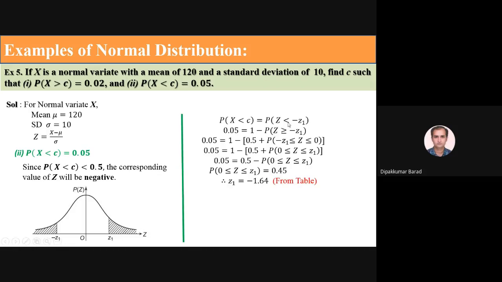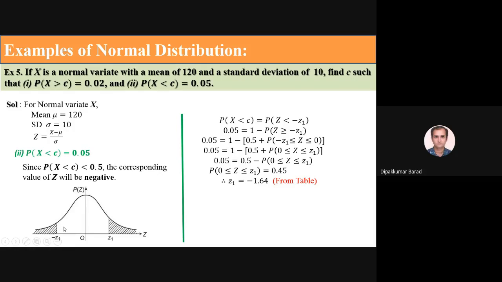P of X less than C means Z less than minus Z1, which is 1 minus P of Z greater than or equal to minus Z1. See, once again, the probability of X less than C is already given as 0.05. Now Z less than minus Z1, as we know that Z is negative, so this is somewhere here, negative minus Z1. All Z less than Z1 is this area, which is given as 0.05.